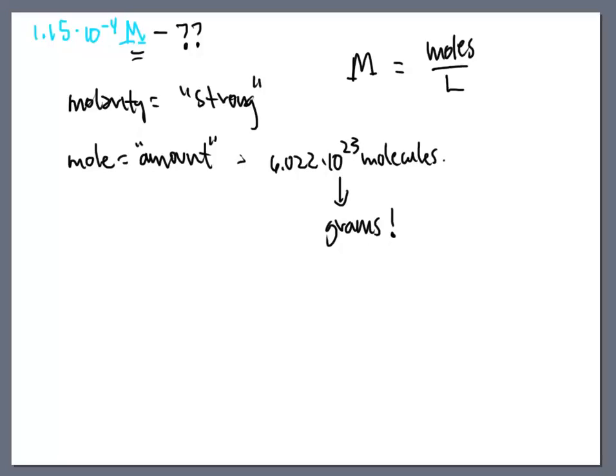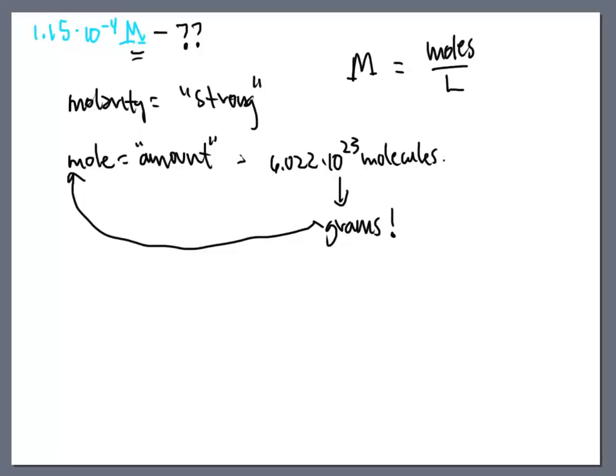Mole is an amount like dozen. Well, how many are in a dozen? How many are in a mole? Well, 6.022 times 10 to the 23rd. If I round up that many number of molecules and I weigh them, that weight on the balance is a mole.